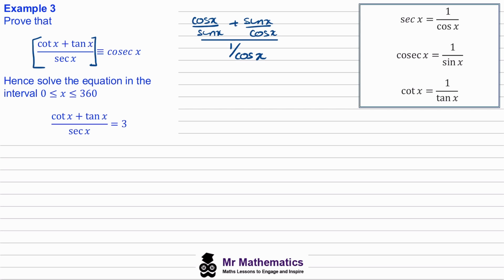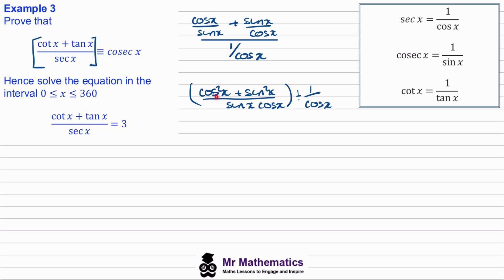So the first thing I'm going to do is add these two fractions together. So we need a common denominator. So we'll multiply this fraction by cos x and this one by sine x. So we'll get cos squared x plus sine squared x over sine x cos x. And all of this will be divided by 1 over cos x.